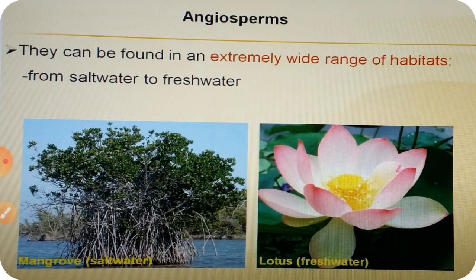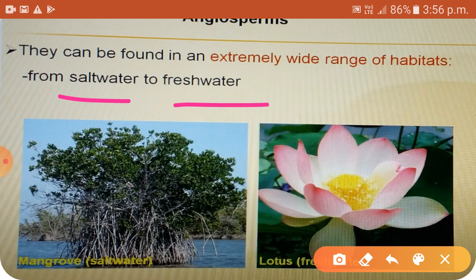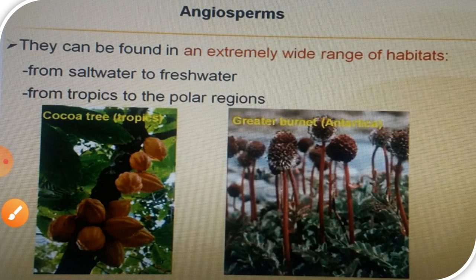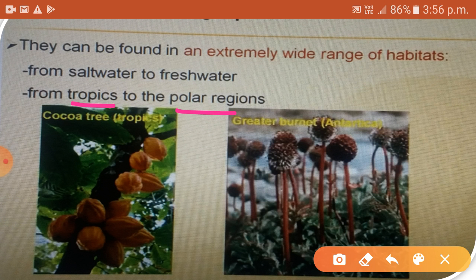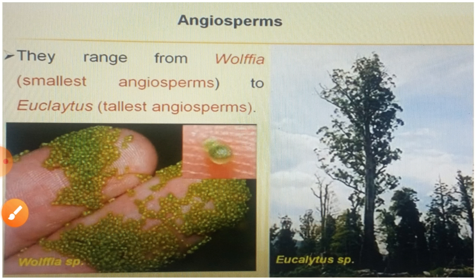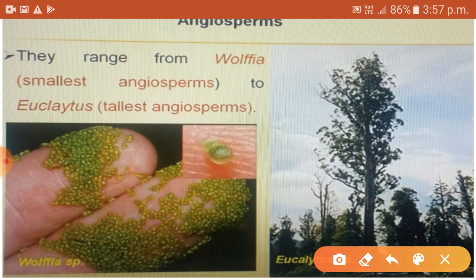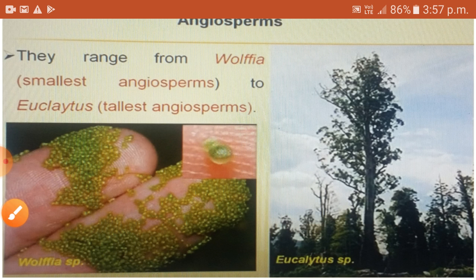They can be found in an extremely wide range of habitats from salt water to fresh water, from tropics to polar regions. They range from Wolffia, the smallest angiosperms, to Eucalyptus, the tallest angiosperms, which reaches up to the height of 100 meters.